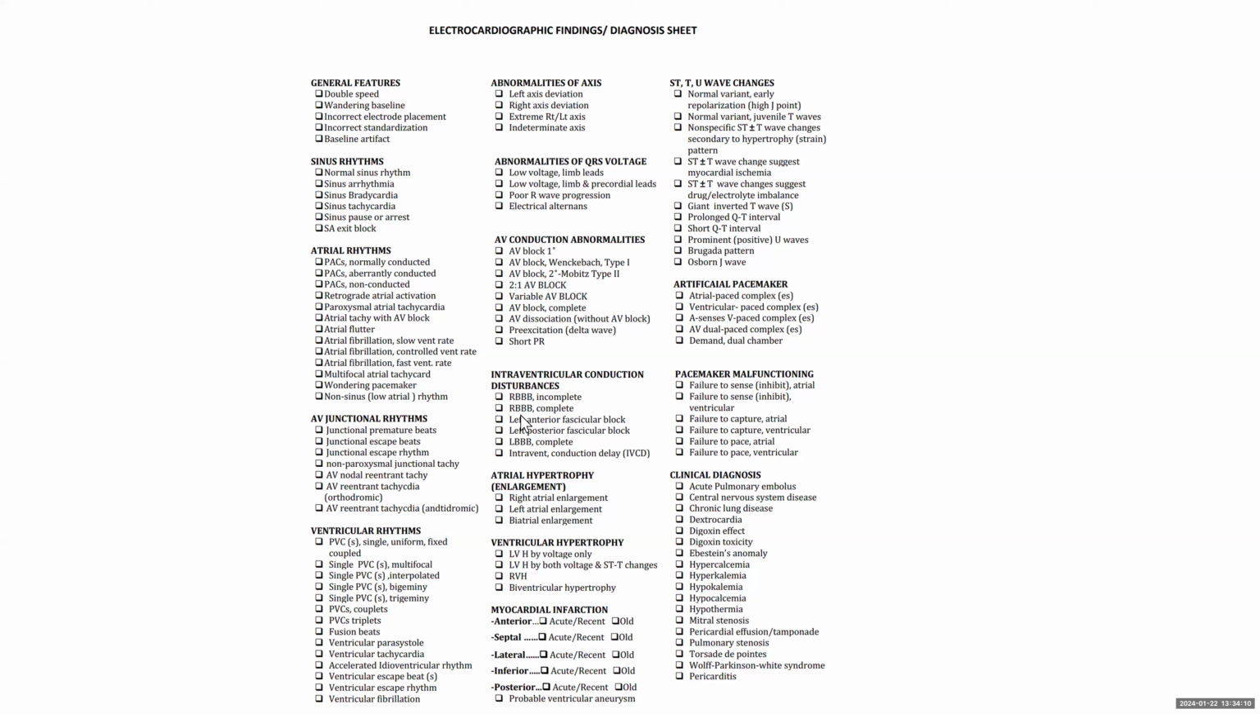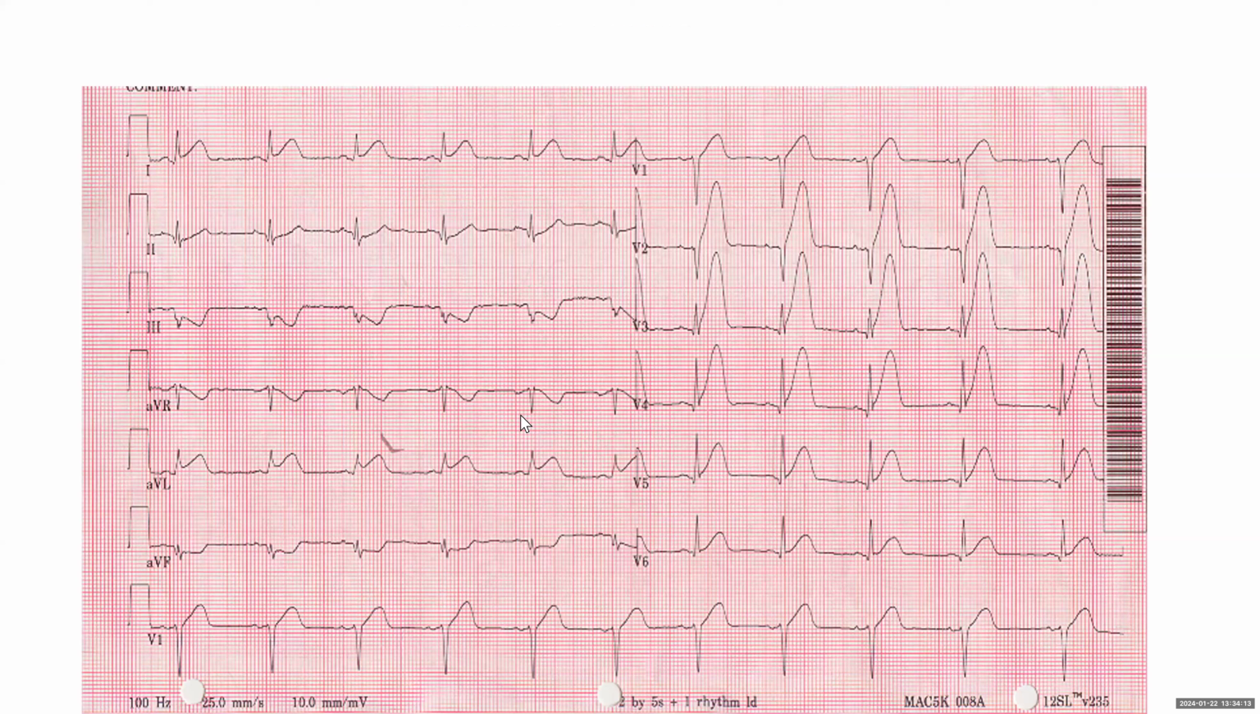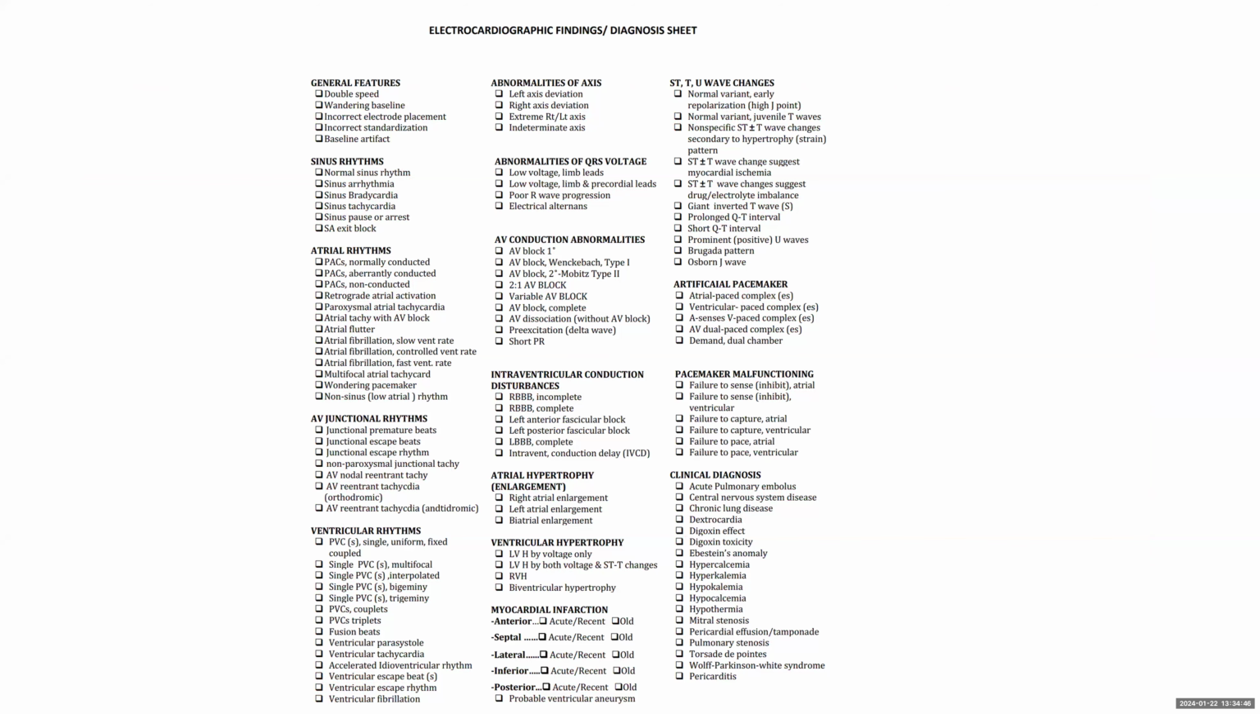And there was a comment about left axis deviation. What do you guys think? Is there left axis deviation here? No, there is no left axis deviation. Exactly. Why no? Because lead 1 is positive and lead 3 is negative. Yeah, lead 2 is positive. Exactly. So this is toward left, but not left. And you have enough codes anyways from the myocardial infarction thing.